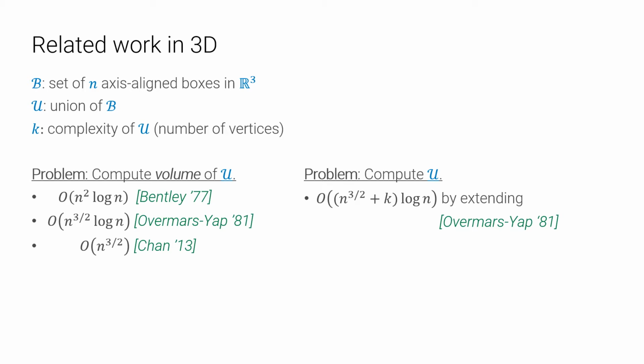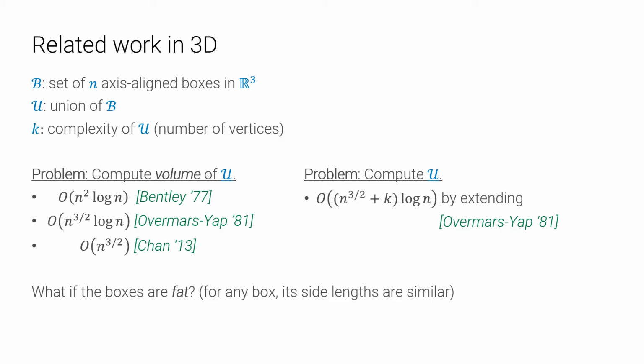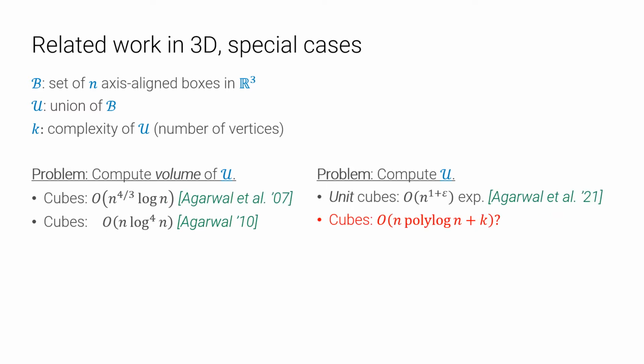Now, all of these results lead to the question of, can we improve on these runtimes when the boxes are so-called fat, or the side lengths of the input boxes are similar to one another? And so we arrive at the setting that we consider. So here, to compute the volume of the union of cubes, Agarwal et al. showed that indeed n to the 3 halves can be beaten, and it was improved down to near linear in n recently.